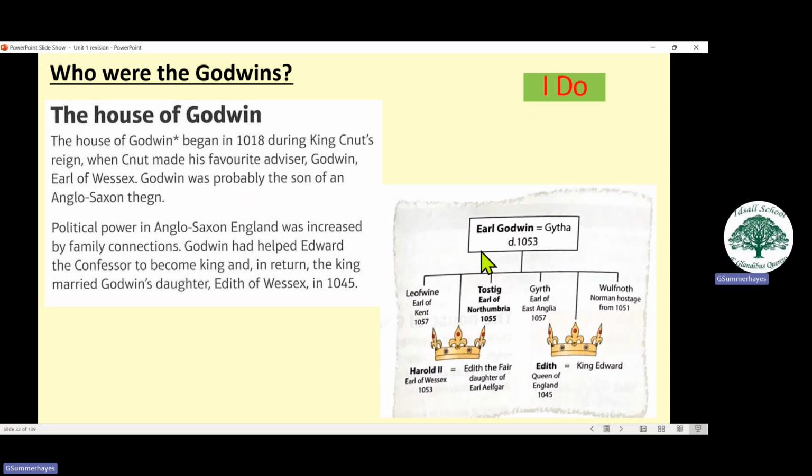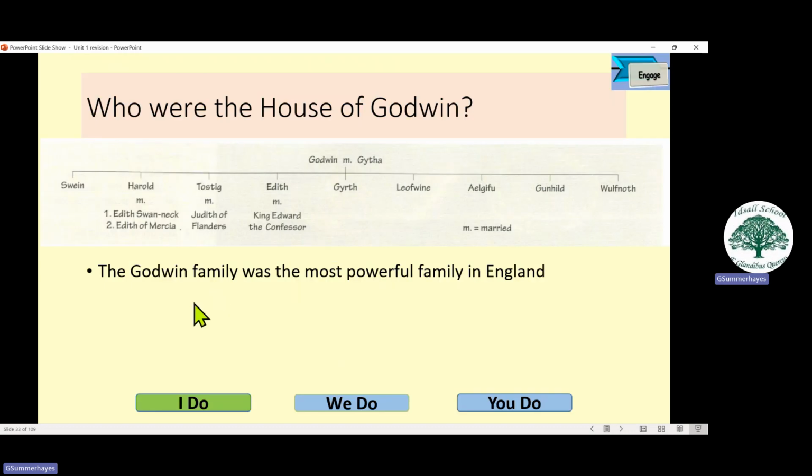You can see a little bit of the family tree there. And there's another one coming up. You can see that Edith, the sister of Harold Godwinson, was married to King Edward, which means they are brothers-in-law. There's an even more extended family tree. You can see how many kids they had. Oh, there's loads. 9. And you can see there's a lot of Ediths there, because Harold had 2 wives, both called Edith, and his sister was also called Edith. Come on, Saxons, you're not making it easy for us, are you?